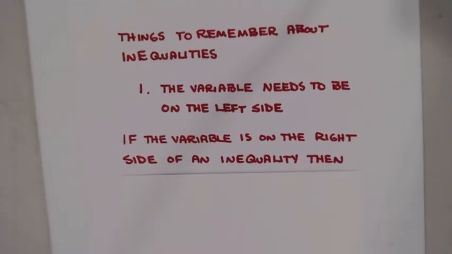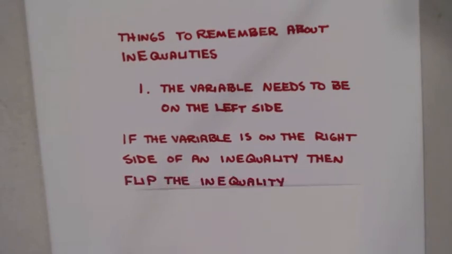If the variable is on the right side of an inequality, then you need to flip the inequality. You need to take whatever's on the left side, put it on the right, what's on the right, put it on the left. You need to flip the entire thing around. And you don't do this with all of them. You only do it when the variable is not on the left side.